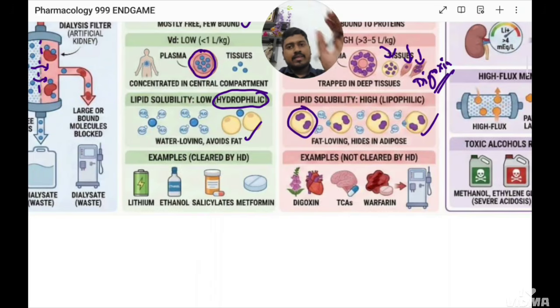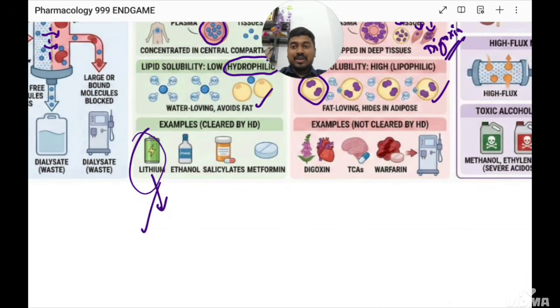The gold standard example is lithium. How to know? Lithium has an atomic number of 3, very less. It is a very small molecule, only 3 protons and 3 electrons are there. So lithium is very small and hence is easily dialyzable. Now why are we talking about lithium? Because lithium has a very narrow therapeutic index, so even slight changes in dose can cause toxicity. So that's why it is good news that lithium is dialyzable.